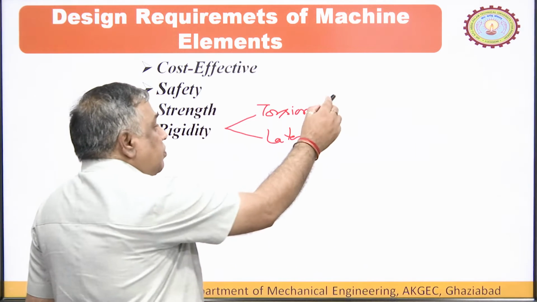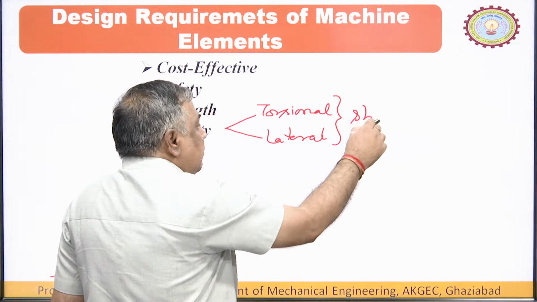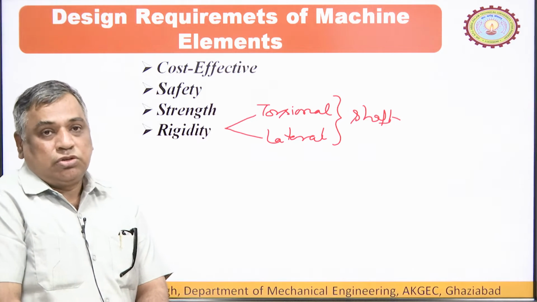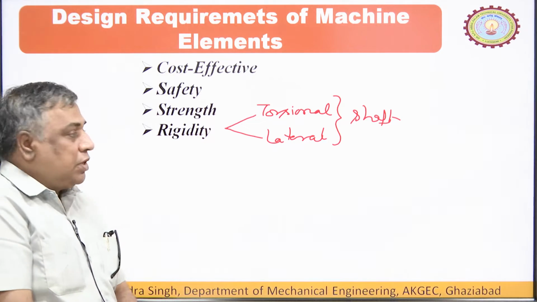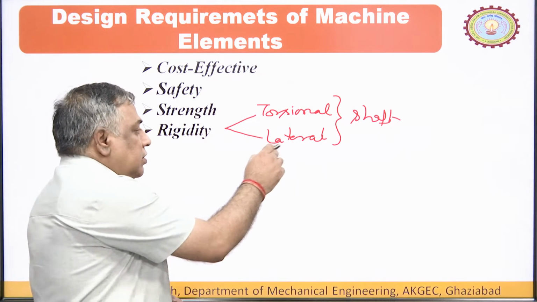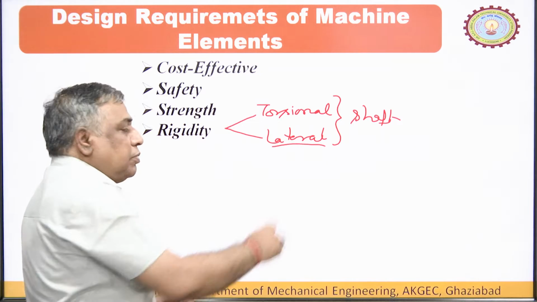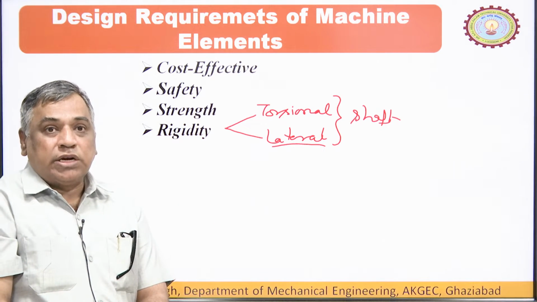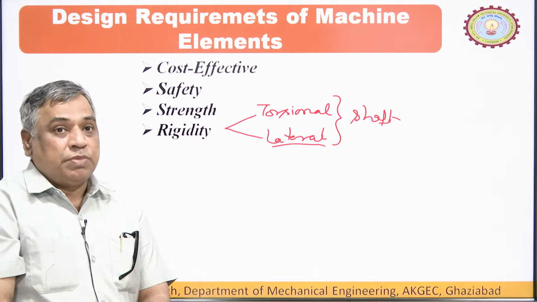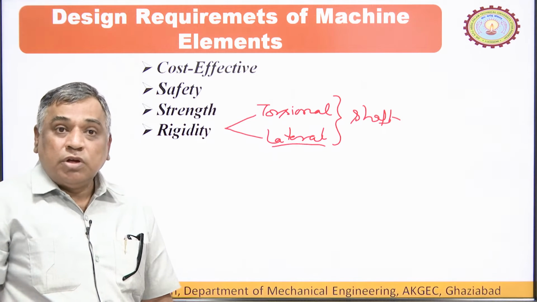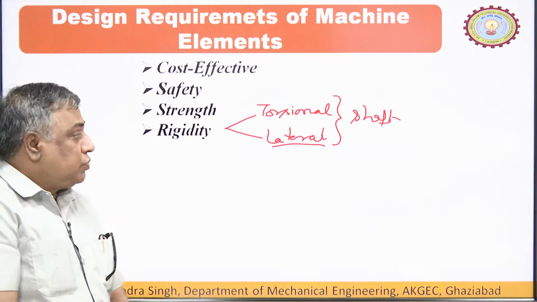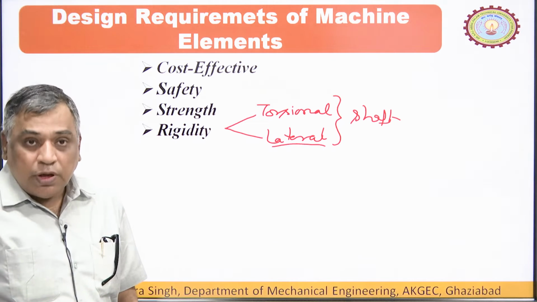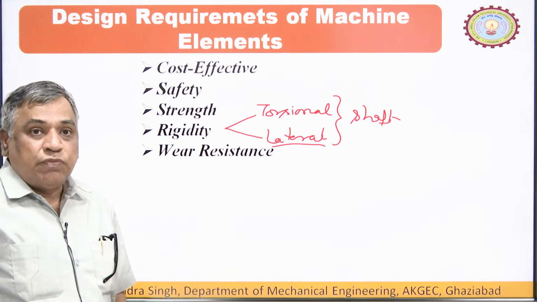This is an example I have particularly taken for the shaft. It should not distort or twist more than the permissible limit, and it should not deflect in the lateral direction beyond the permissible limit. If it happens, it will create inefficient working and higher vibration. It may affect the whole system, and if it does not have sufficient rigidity, it may eventually cause failure.